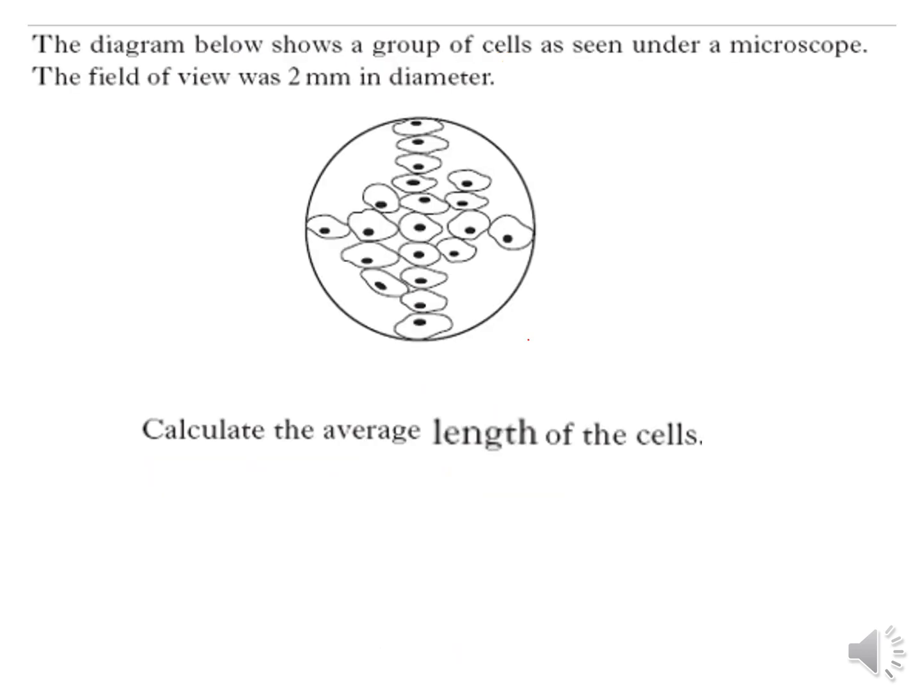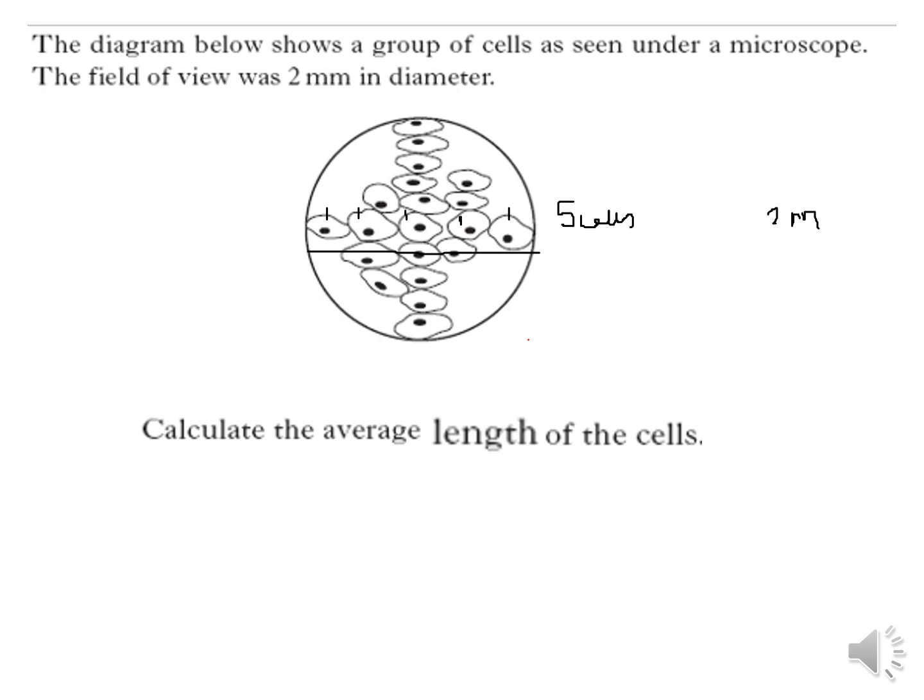Let's have a go at this question. The diagram below shows a group of cells as seen under a microscope. The field of view was 2 millimeters in diameter. Calculate the average length of the cell. So if we're assuming that the length of the field of view is here, and we know that that's 2 millimeters, how many cells do we have within that 2 millimeters? So we have 1, 2, 3, 4, 5 cells. So what we're saying is 5 cells is 2 millimeters in length.